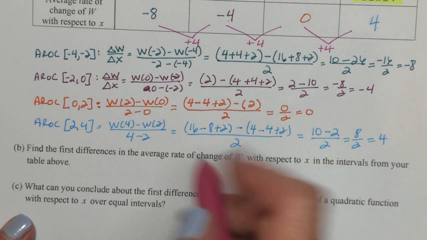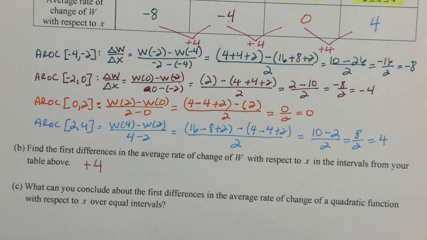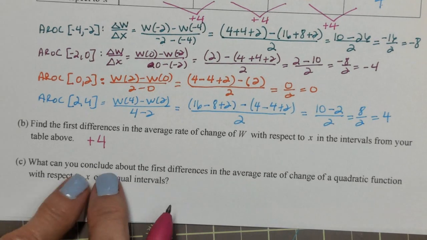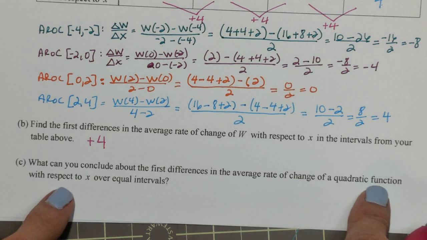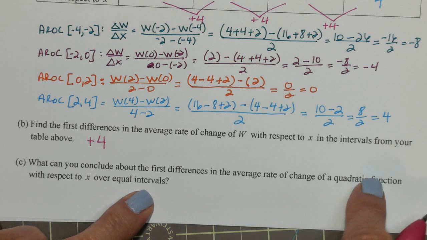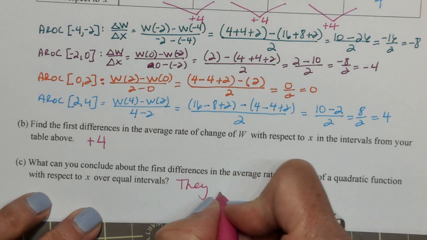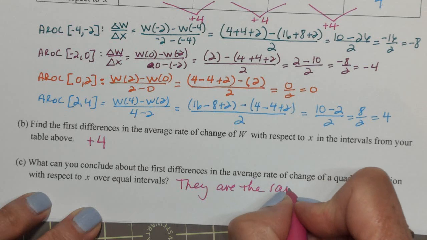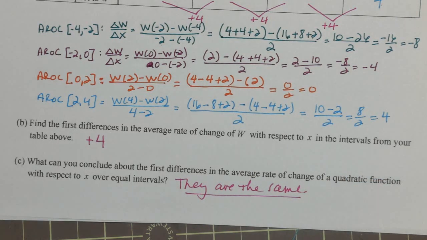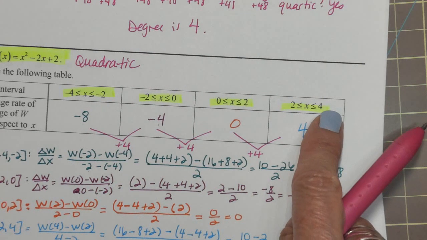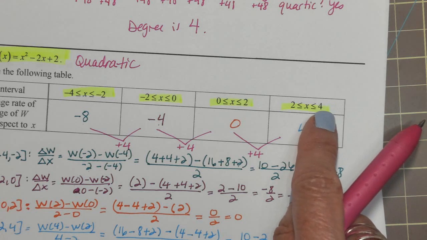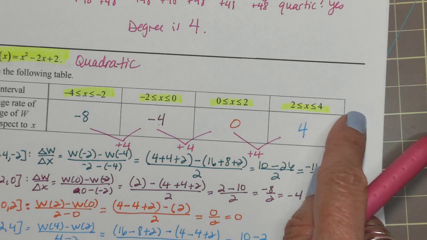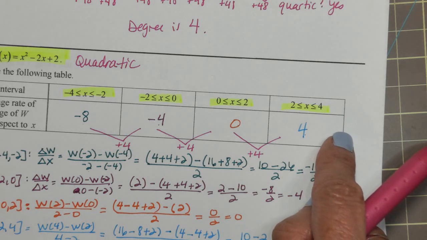So we found that the first differences were always 4. What can you conclude about the first differences in the average rate of change of a quadratic function with respect to x over equal intervals? They are the same. If we found the average rate of change from 4 to 6, what would the average rate of change be? It should be 8. Okay?